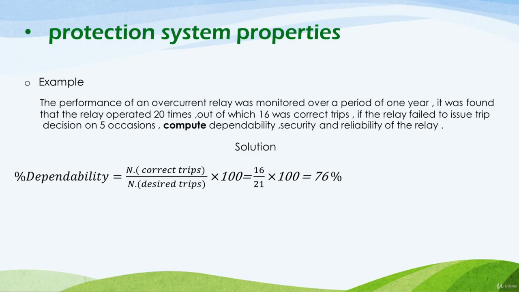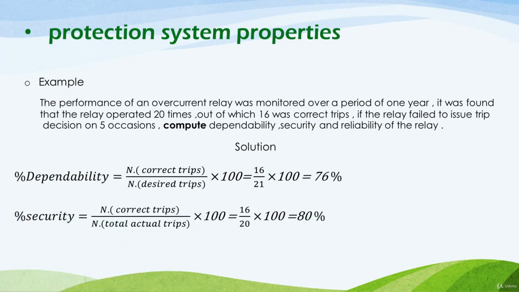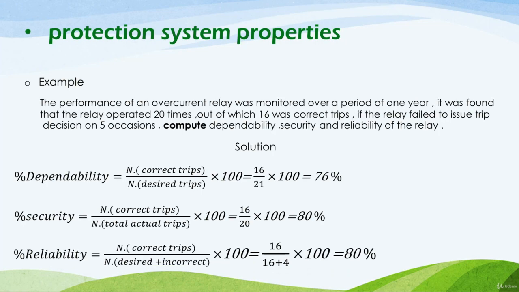This is to give the percentage. So we have a dependability percentage of 76%, and then the security equals the number of correct trips over the number of total actual trips. Here it equals 16, which we detected on the previous slide, over 20 times 100, which equals 80%. And finally, if we need to detect the reliability, it equals the number of correct trips over the number of desired trips plus the number of incorrect trips. So it's 16 over 16 plus 4, which equals finally 80%.